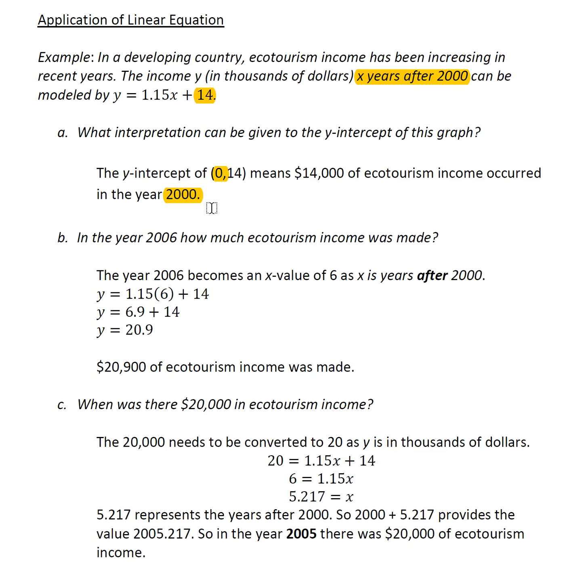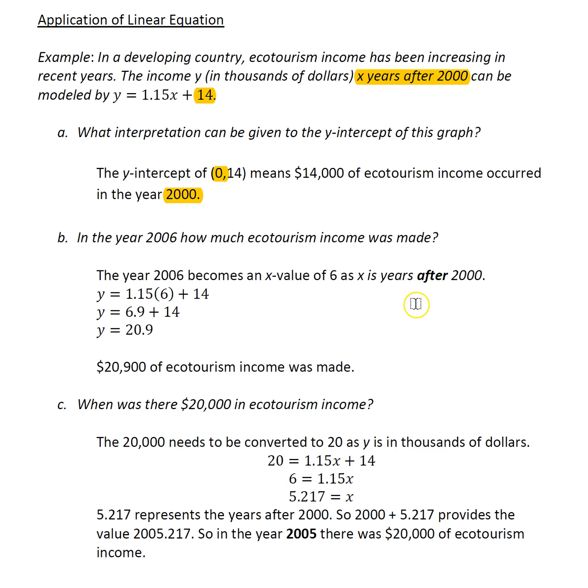Let's take a look at part B. In the year 2006, how much ecotourism income was made? First thing we need to do is take a look at the year 2006. The year 2006 becomes an x value of 6, as x is the years after 2000. When we look at 2006, that's 6 years after 2000.